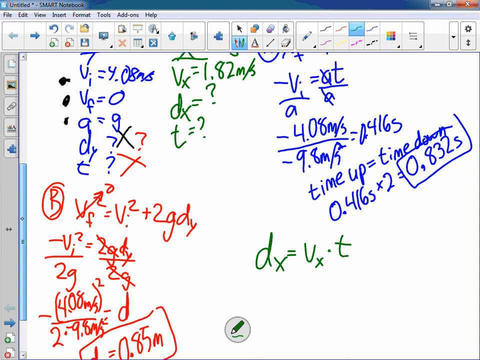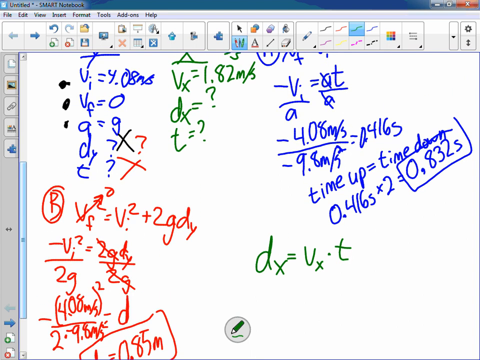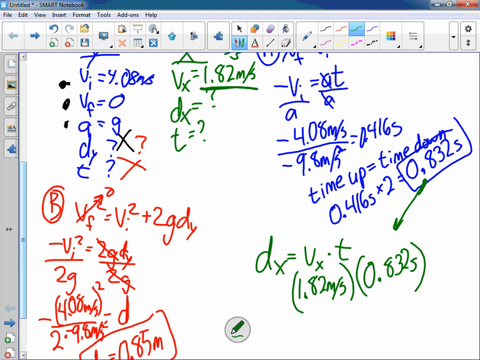Good. Okay. So, what's the velocity? Here it is, right up here. 1.82 meters per second. And then what's my time? 0.832 seconds, this one right up here. Okay, remember the time on the X is equal to the time on the Y, 0.832 seconds. And then just multiply that together. And what do we get?